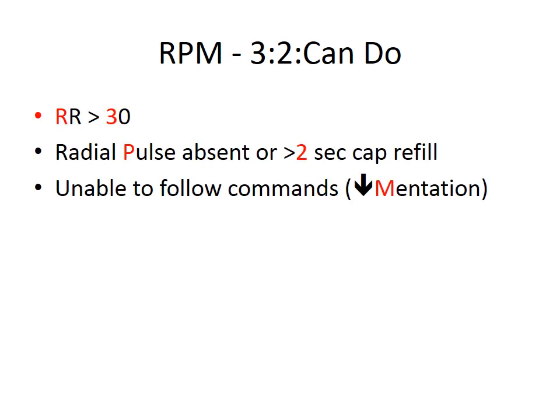And finally, as part of the START triage, they often use the saying RPM 3, 2, can do. And that's a quick and easy way to assess somebody's respirations, circulation, and mental status. Essentially the R stands for respiratory rate, and that correlates with the number 3, 30, if the respiratory rate is greater than 30. If the radial pulse, P, is absent or greater than 2 seconds of cap refill, or if they're unable to follow commands, decreased mentation. The RPM 3-2 can do is a system where if you identify that somebody falls into that criteria that I've just outlined, they might be classified as a red tag and need more immediate intervention.